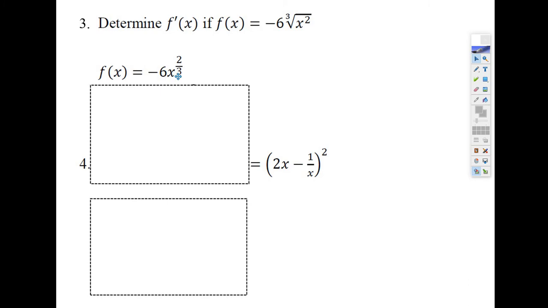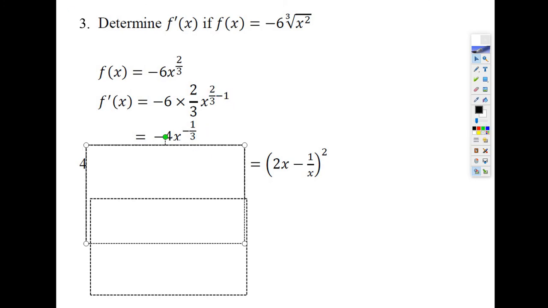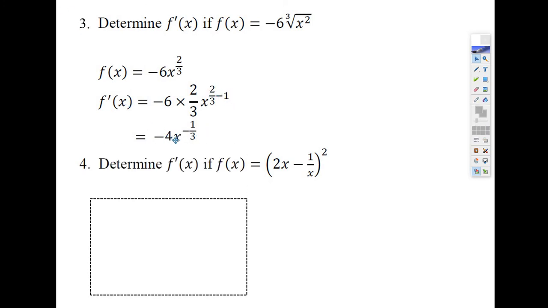And now we've got it because it's ax to the n: minus 6x to the 2/3. We can multiply it by what's in front, minus 6 times 2 over 3. I think that's minus 4. Now you get weird numbers here. You go 2 over 3 minus 1. If you know your fractions, that's 3 over 3. 2 minus 3 is negative 1 over 3. Or you can put that in your calculator and it'll just give you the right answer every time.